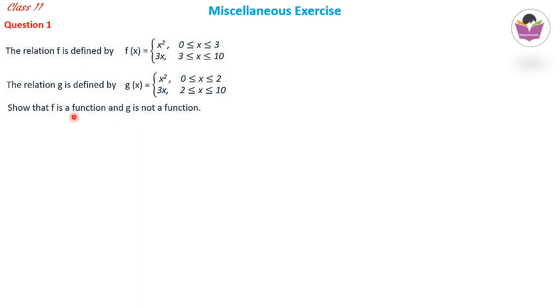So let's recall the definition of function. Function means if you give one input, you should get one output. Means the first elements should not repeat. If it is repeating, then it is not a function. So first of all, let's take f of x. So for f of x, when we are giving x is equal to 0, let's check the input values. 0 less than or equal to x less than or equal to 3. Means here 0 to 3 we can give input.